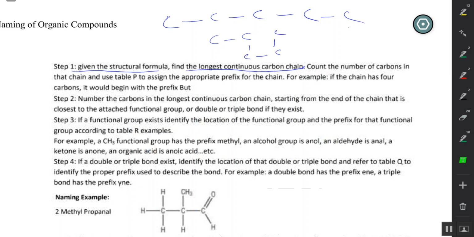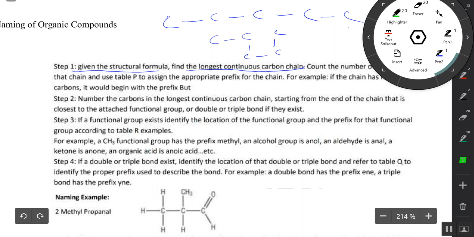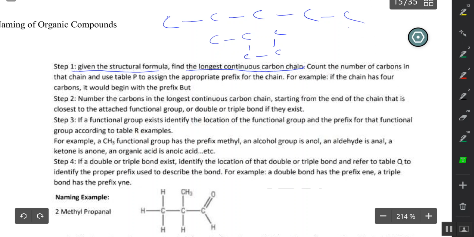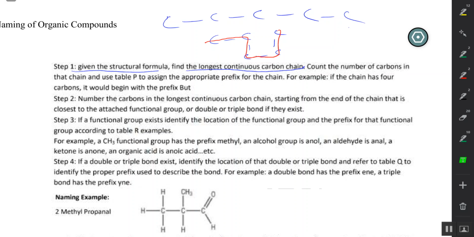How do I identify a continuous chain? I will grab my pen, and I'll see if I can draw a straight line through all the carbons without raising my pen off the paper, and without having to go backwards. So let's see, can I do this? I start from here, I'm going through every single carbon without having to go backwards and without raising my pen off the paper.